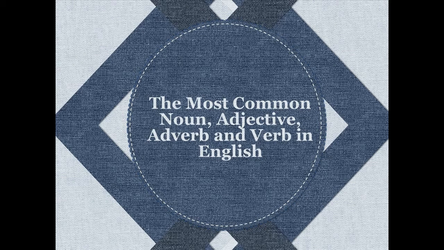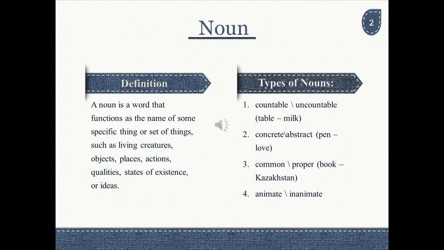Today's lecture is about the most common noun, adjective, adverb and verb in the English language. I will begin with a definition of noun. A noun, from Latin nomen, literally meaning name, is a word that functions as the name of some specific thing or set of things, such as living creatures, objects, places, actions, qualities, states of existence, or ideas.